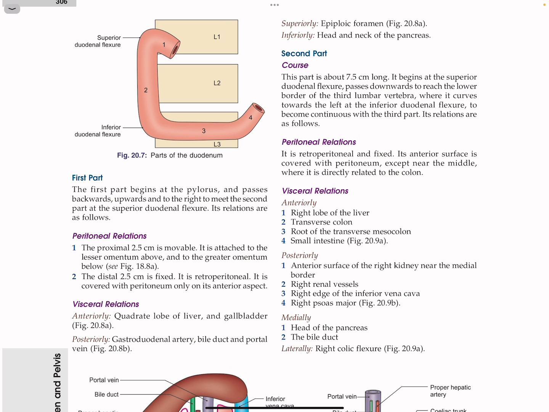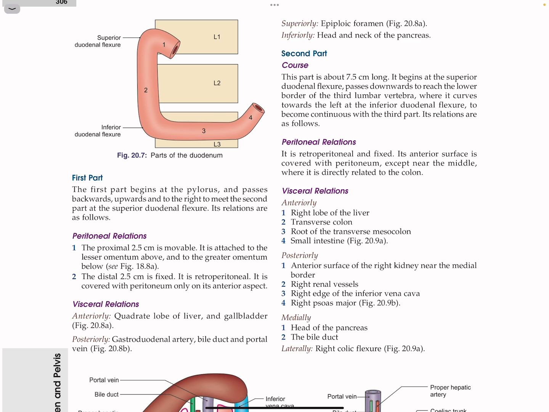Second part of duodenum. Course of the second part of duodenum. This part is about 7.5 cm long. It begins at the superior duodenal flexure, passes downward to reach the lower border of the third lumbar vertebra, where it curves toward the left at the inferior duodenal flexure to become continuous with the third part. Its relations are as follows.